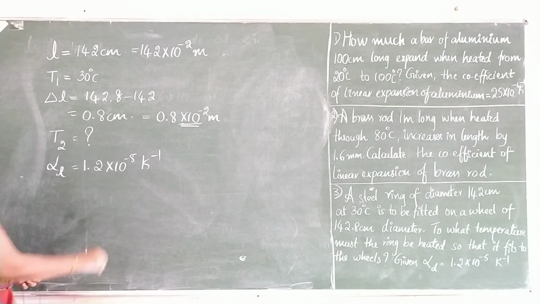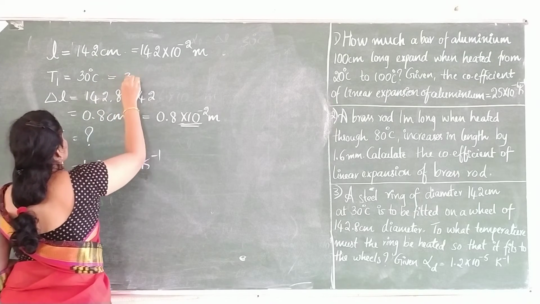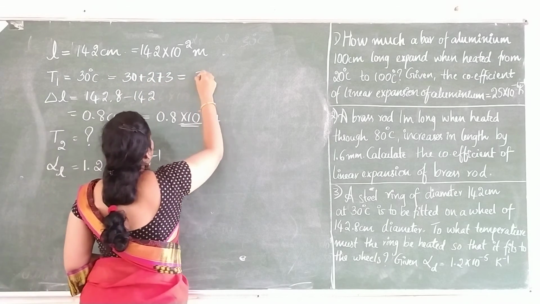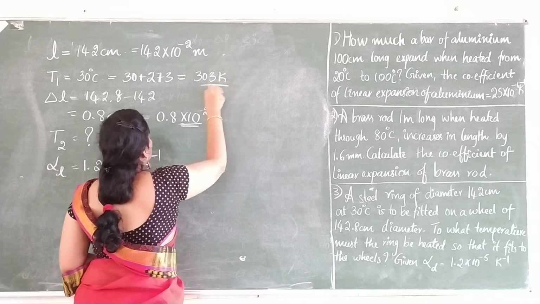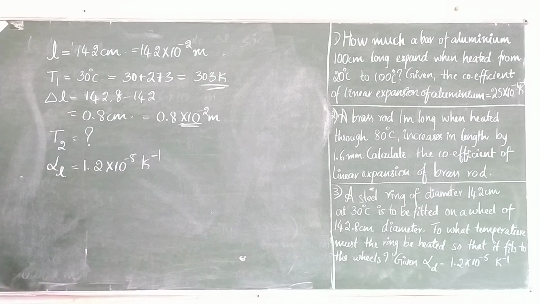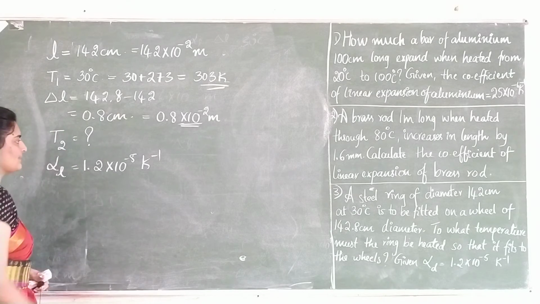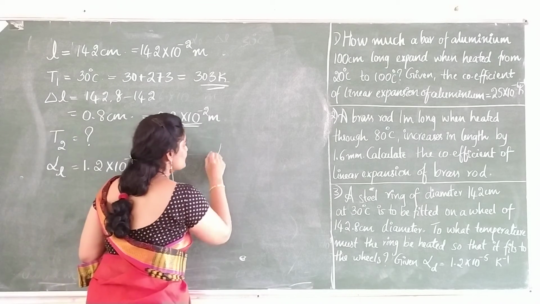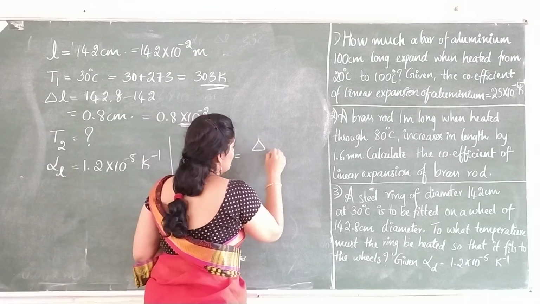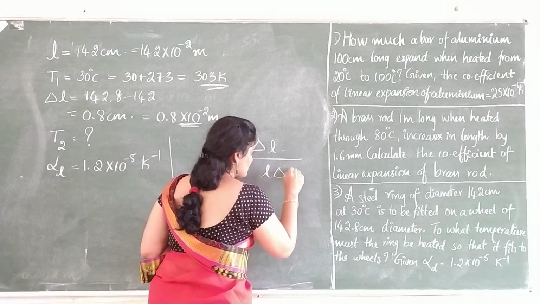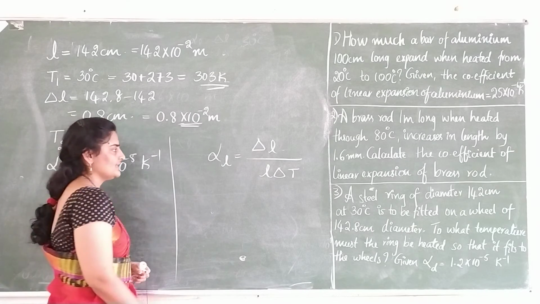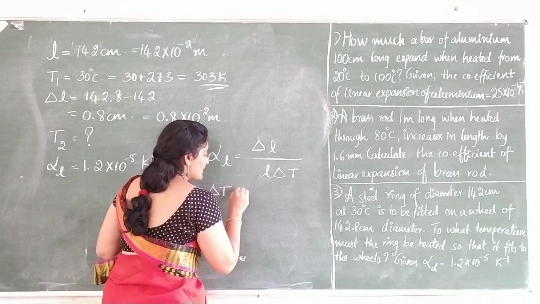And temperature is 30 degrees Celsius. 30 plus 273, which is equal to 303 Kelvin. Now, you have to calculate final temperature. How? The formula is alpha L is equal to delta L divided by L delta T. We have to calculate delta T first.